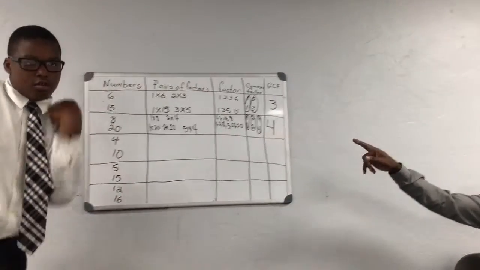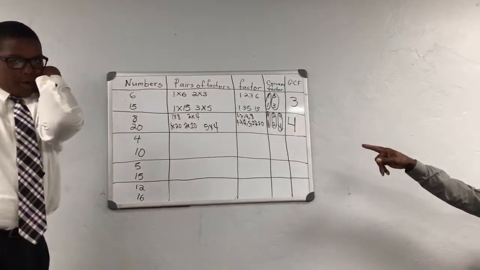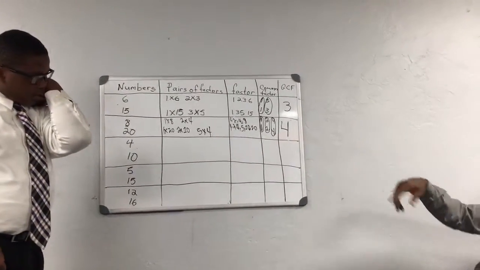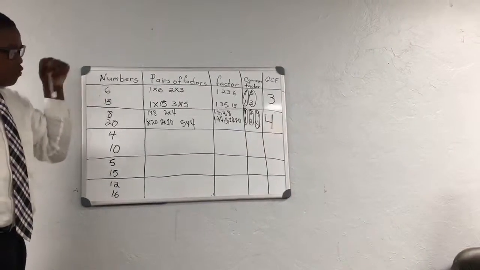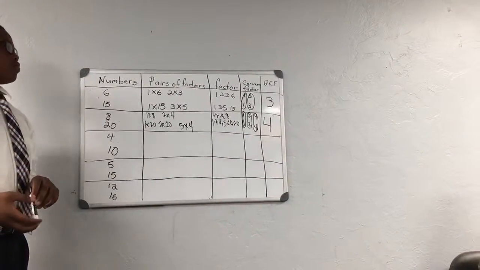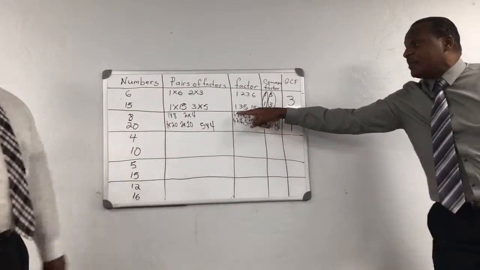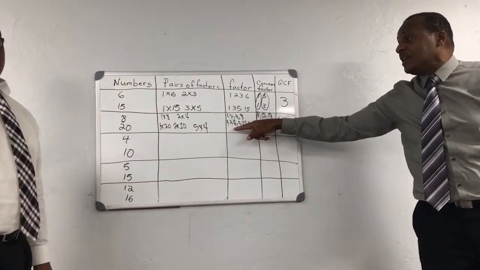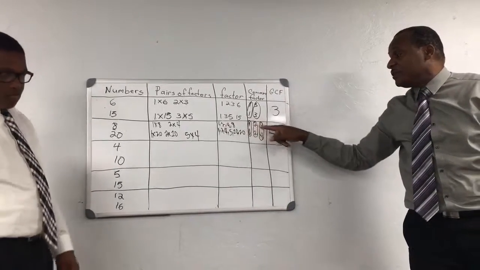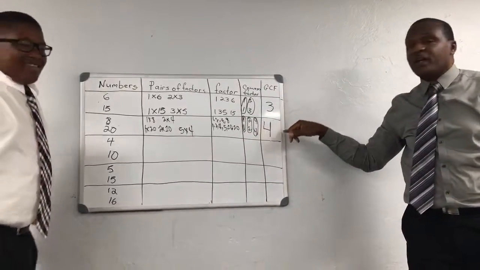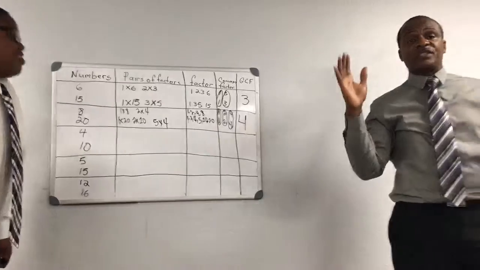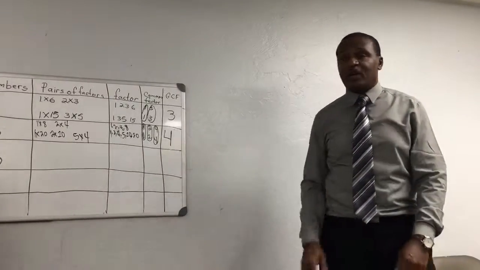Shh, guys, pay attention. Common factors. What are the common factors of 8 and 20? Come on, guys. 1, 2, 4. That means that the numbers that are the same between the 8 and the 20 are 1, 2, and 4. And what is the greatest common factor, or the largest number? 4 is the largest number.